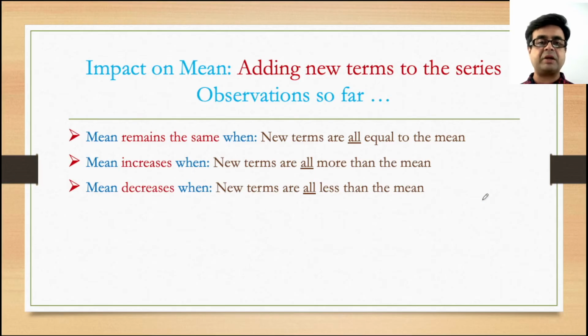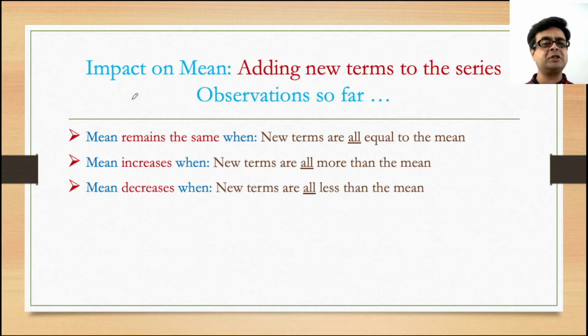Let's review this pattern really quickly. The mean remains same when the new numbers that you add to the series are all equal to the mean. The mean increases when the new numbers are all greater than the mean. And finally, the mean decreases when the new numbers are all less than the mean.